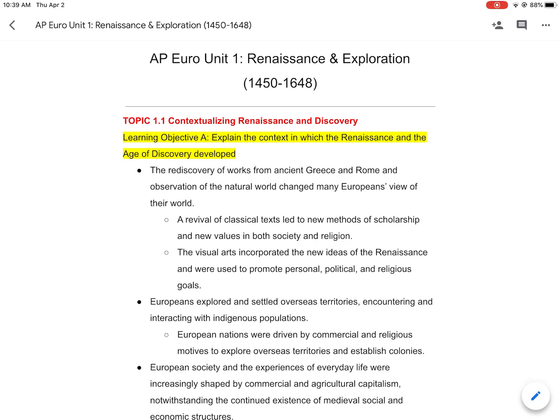And so that's what this first topic is. If you look at this list right here, this outline, topic 1.1 says contextualizing Renaissance and discovery. And I like to point out that word contextualizing because that's one of the skills that's embedded into this course. It's one of the skills that we want you to have as a student.